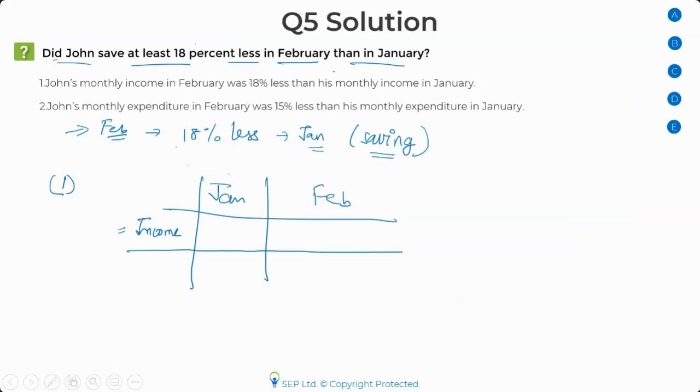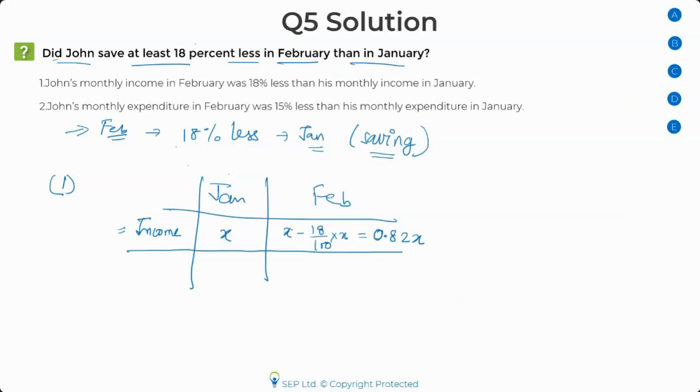Okay. Now, see, I've been told that the monthly income of February is 18% less. So if in January he was making an income of X, in February he's making 18% less. So I'm writing it down to be clear to everyone. But this is what I'm going to write, 18% less than what was in January. So this is what he is earning in February. Okay, so I hope this is perfectly clear.